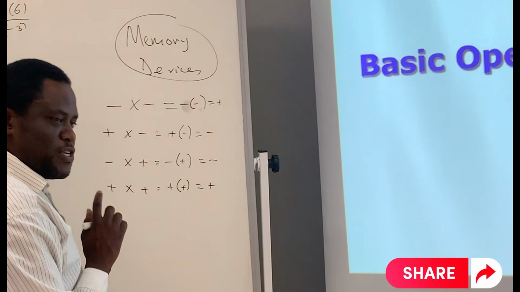The next question says 4 plus bracket minus 5. Now, we need our memory devices. This is like plus times minus. Plus times minus is what? Minus, right? Good. So this is the same as 4 minus 5. Now, 4 means plus: you have $4 with you. You are owing somebody $5. Can you pay $5 with $4? Of course not possible. If you use all the money with you, you will still be owing. So, how much will you be owing?